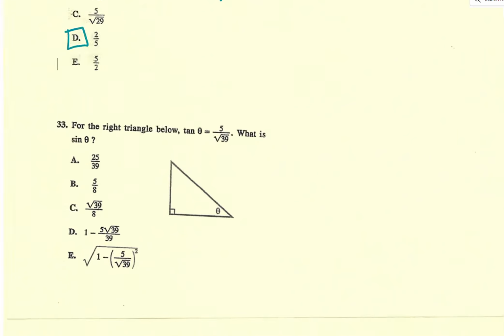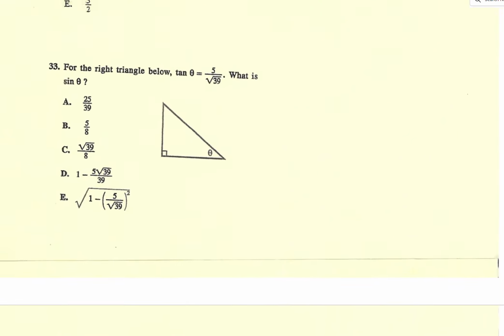All right, let's take a look at number 33. On number 33, they tell us that the tangent, which is the opposite over the adjacent, is 5 over the square root of 39. So on this one right here, I'm going to label my picture. The opposite is 5. The adjacent is the square root of 39.